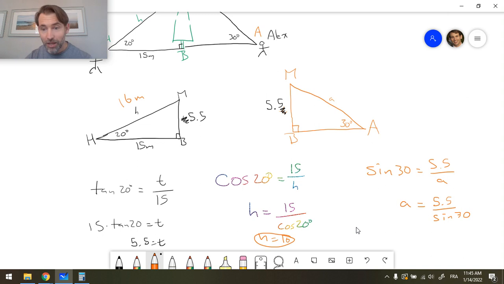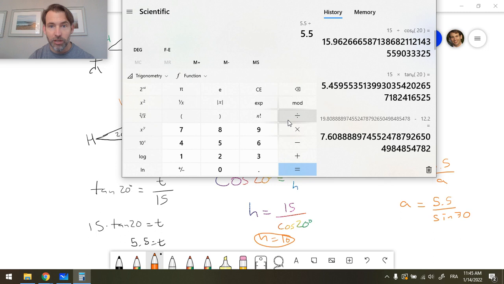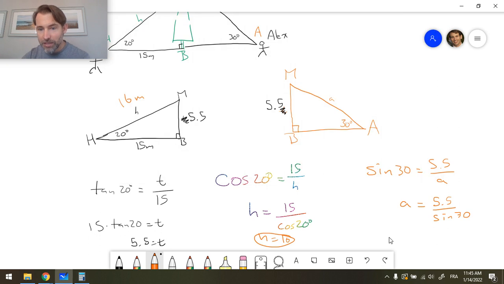It's shorter. Okay. 5.5 over sine 30. 5.5 divided by sine 30. Sine 30 is half. So this is actually 11 divided by the sine of 30. 11. There you go. So A is equal to 11.